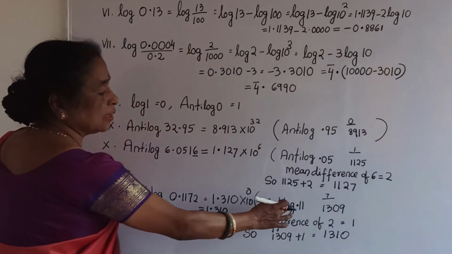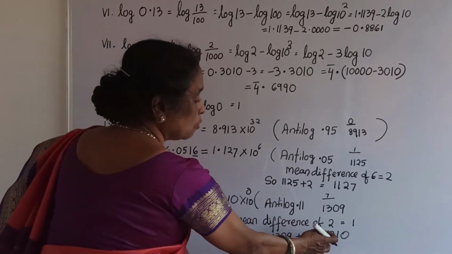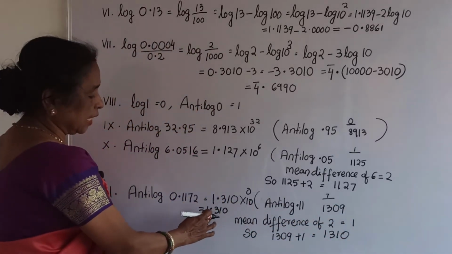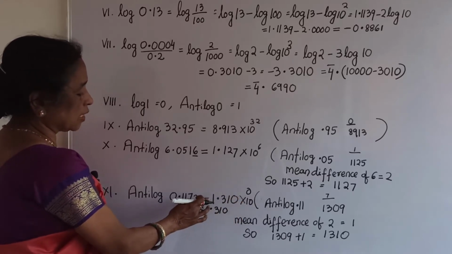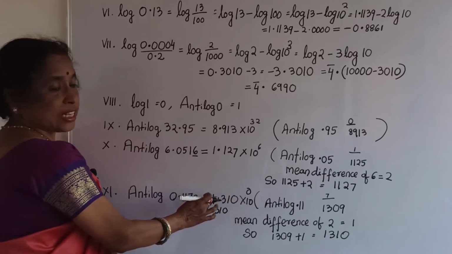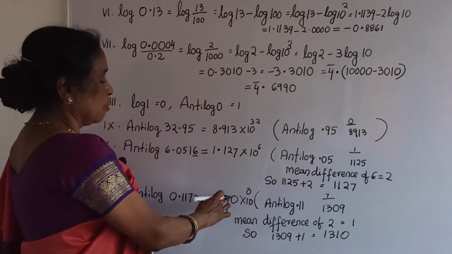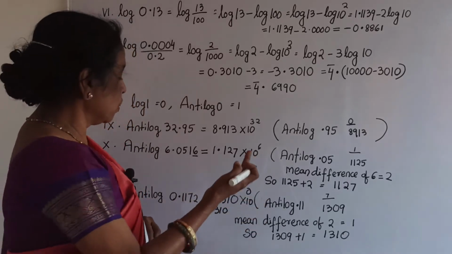So here 1309 plus 1, that value comes to 1310. So you write here 1310, and after one digit you put the decimal. So the answer is 1.310, because 10 to the power 0 equals 1.